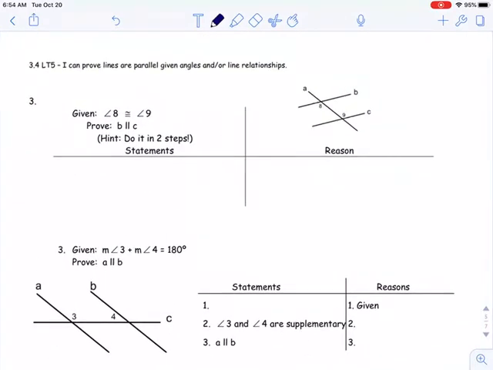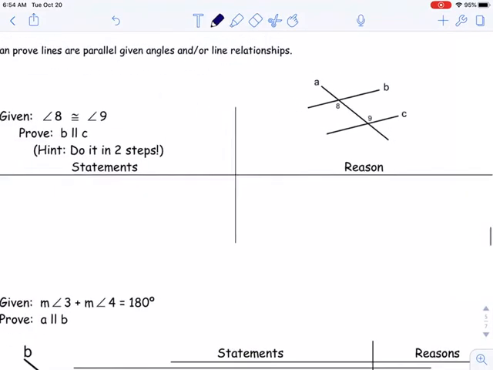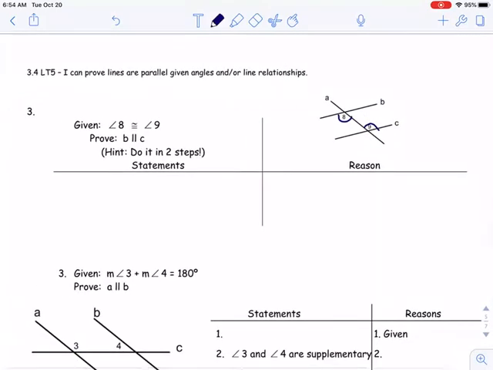So given angle 8 is congruent to angle 9, we're gonna prove that B is parallel to C. So 8 is congruent to 9, all right? And hint, we're gonna do this in 2 steps. So really this is just gonna do itself. All right, number 1, 8 is congruent to 9. How?